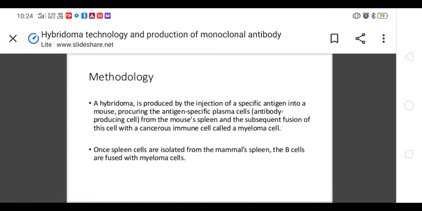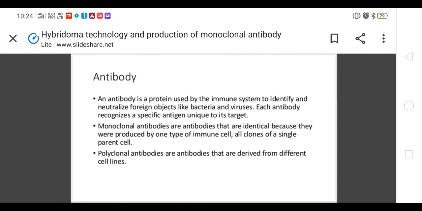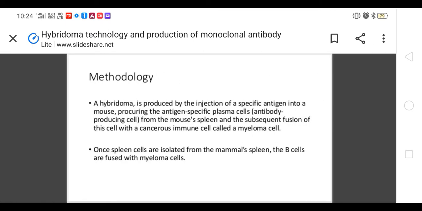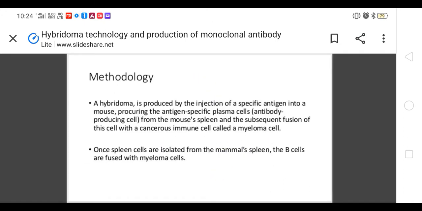Now, what is the methodology of hybridoma technology? The hybridoma is produced by the injection of specific antigens into the mouse. In this, we give the antigen to the mouse, producing antigen-specific plasma cells, antibody-producing cells. So we procure the antibody-producing cell from the mouse spleen, right? We take the mouse spleen, and we inject specific antigens, and then fuse this cell with a cancerous immune cell called myeloma cells, right?